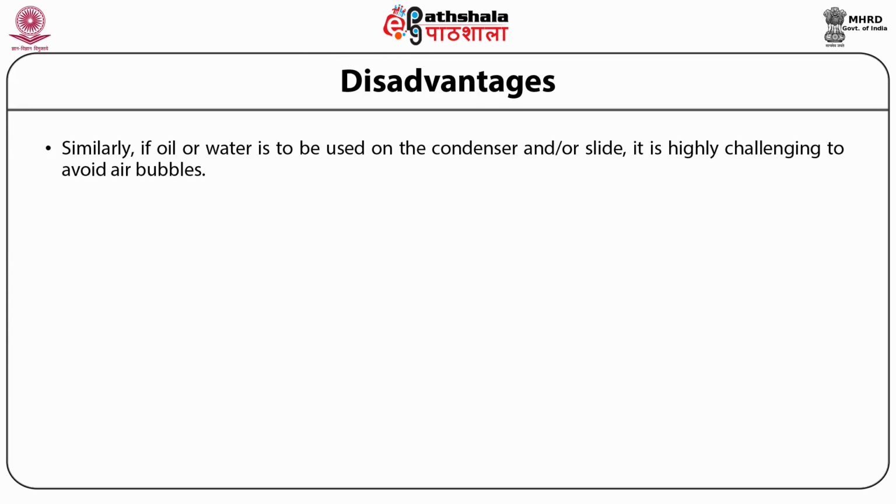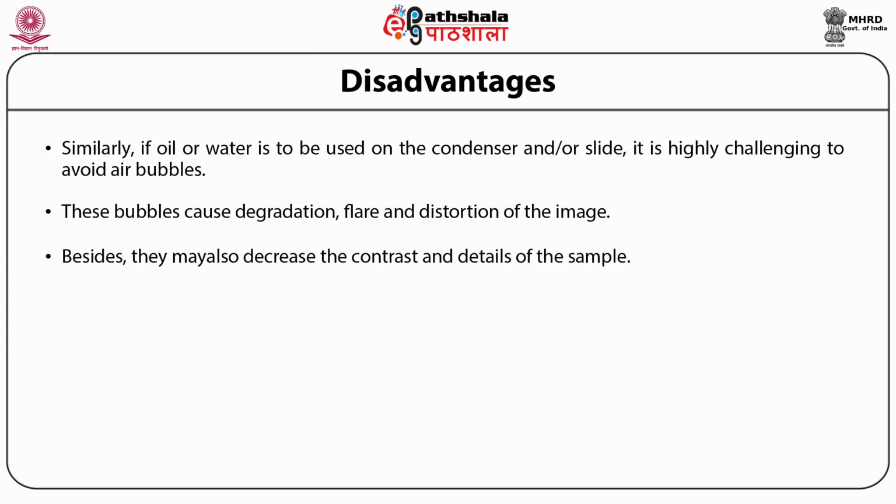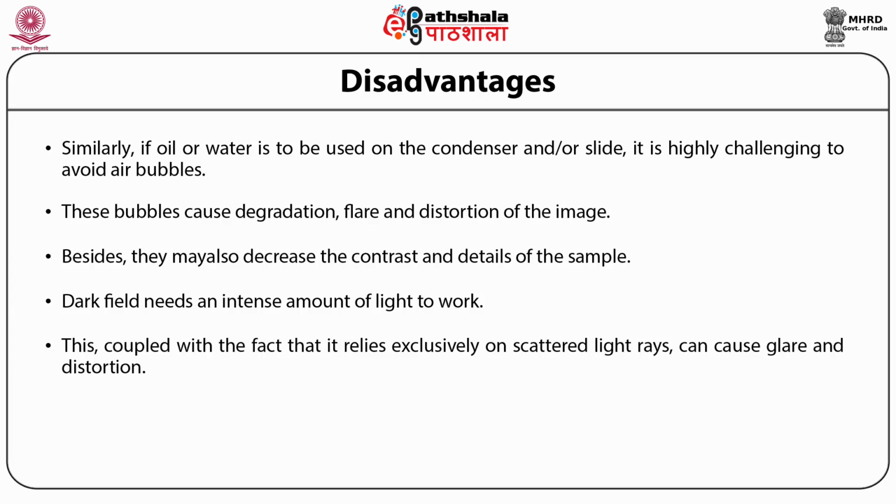Similarly, if oil or water is to be used on the condenser or slide, it is highly challenging to avoid air bubbles. These bubbles cause degradation, flare, and distortion of the image. Besides, they may also decrease the contrast and details of the sample. Dark field needs an intense amount of light to work. This, coupled with the fact that it relies exclusively on scattered light rays, can cause glare and distortion.